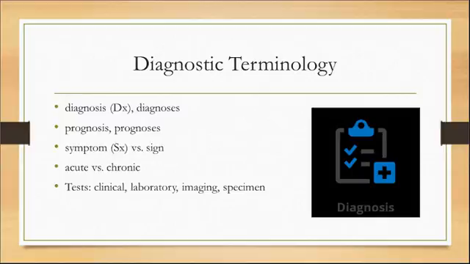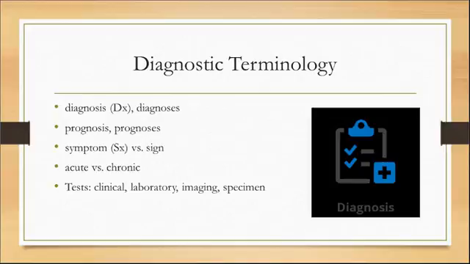Some abbreviations are also listed on here. DX is the common abbreviation for diagnosis. SX is a common abbreviation for symptom. Acute versus chronic. Did the condition just start or has it been going on for some time? And then there's lots of tests that can be ordered. There's some clinical testing, laboratory testing, imaging, and specimen testing. All of that's covered really well in your book, so please make sure to look over those areas.